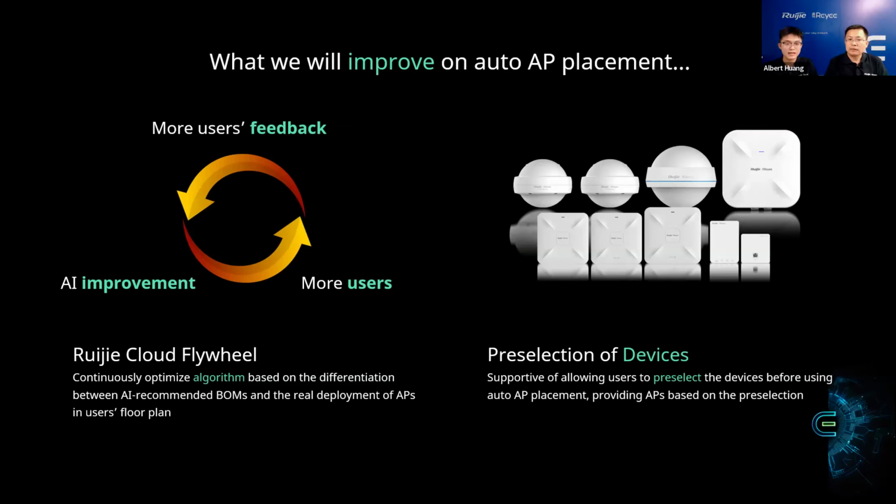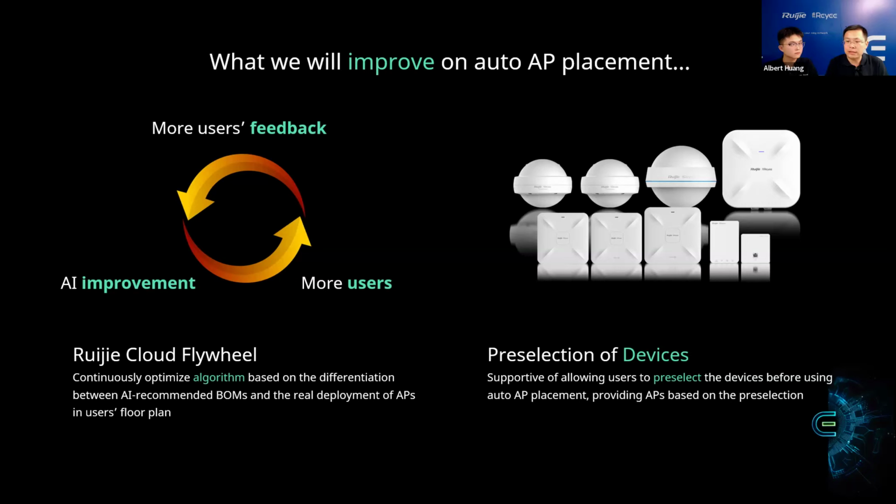What about the pre-selection of devices? Yes, that is the second scenario. After we do the auto placement, some users will find that the AP model may sometimes not be correct. But if the user changes the model, the result will become not accurate. So for this scenario, auto AP placement will later support a new feature.